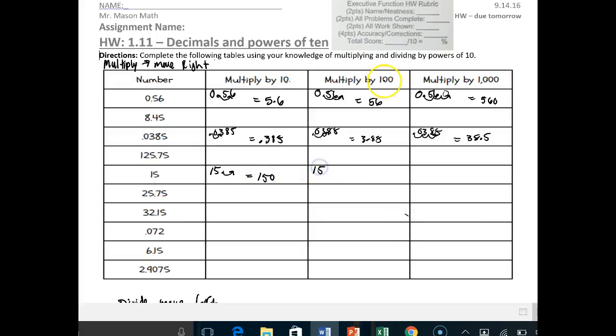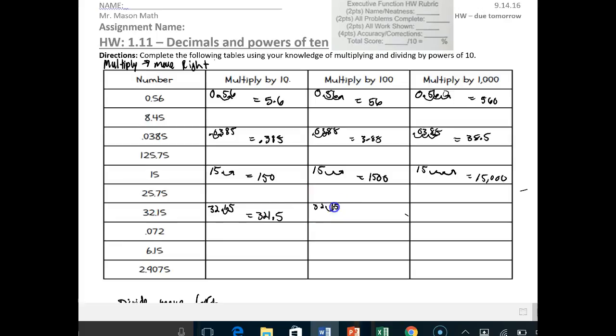15 times 100, once, twice, should be 1500. And 15 times 1,000, once, twice, three times, it should be three zeros, right? It should be 15,000. Okay? 32.15 multiplied by 10, moved one time to the right, 321.5.